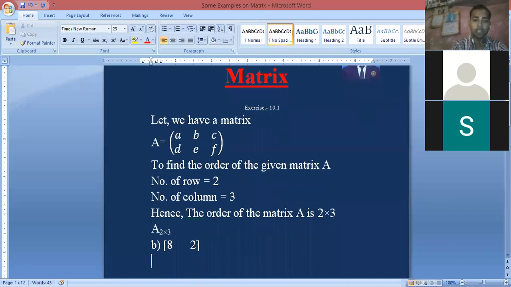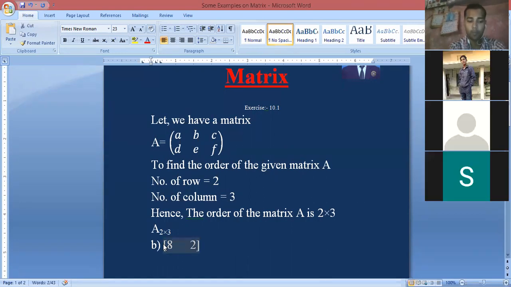While writing or giving the order of the ordered pair matrix, we can suppose a name for the matrix, or without supposing a name also we can write the order of the matrix. So we can write here also like this. And now you can write the order. There is only one row, but two columns. It means 1 into 2. In this way, directly.